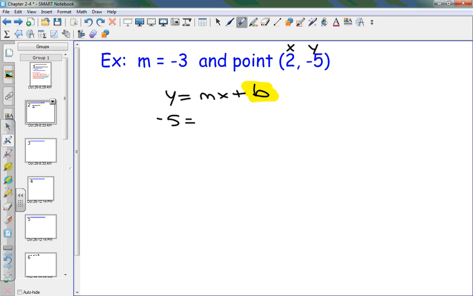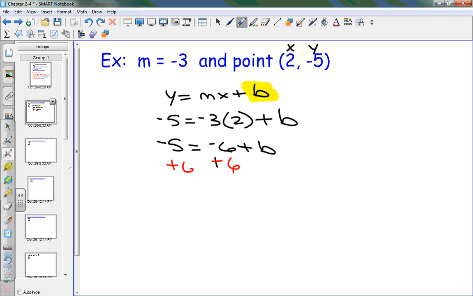-5 equals -3 plus b. Mo's absolutely right. So -5 is equal to -3 times 2 plus b. Now, what am I going to solve for in this? I'm going to solve for b. So if I'm solving for b, -5 is equal to -6 plus b. Now, what do I do to solve for this? I'm going to add 6 to both sides. If I add 6 to both sides, this is going to give me 1 is equal to b.